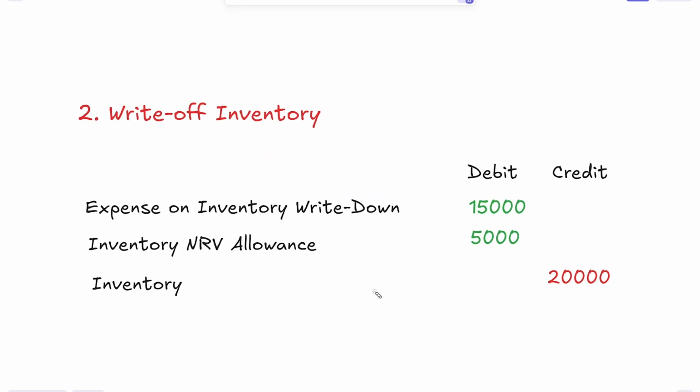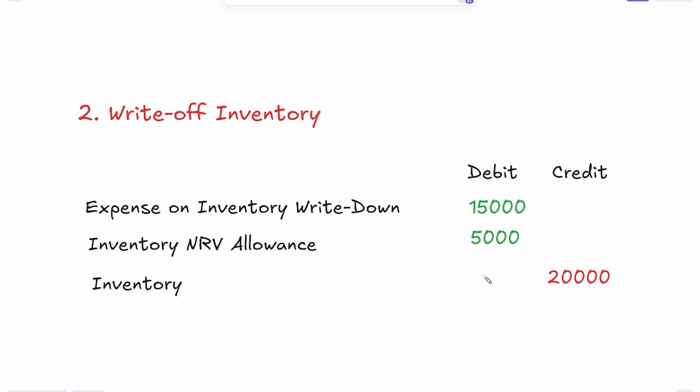Then, for example, imagine that now this is all certain. So this inventory has become obsolete. Maybe there's a new production process from our supplier and this inventory cannot be used anymore. So now we have to write it off. We're going to recognize an additional expense for $15,000 and we're going to utilize our NRV allowance that we previously recognized. That way the total amount that has gone through this expense will be $20,000, and this is how much we're going to write off of inventory.